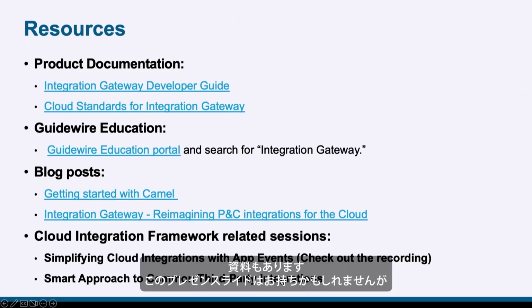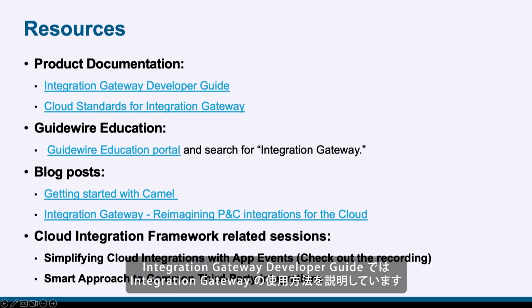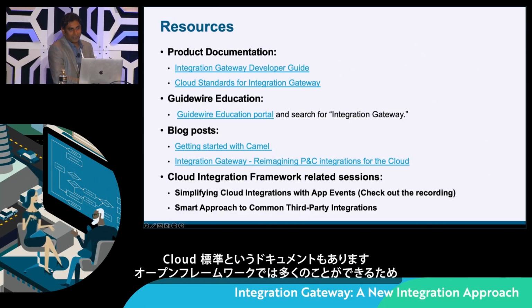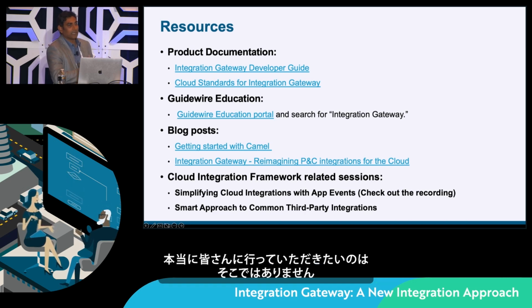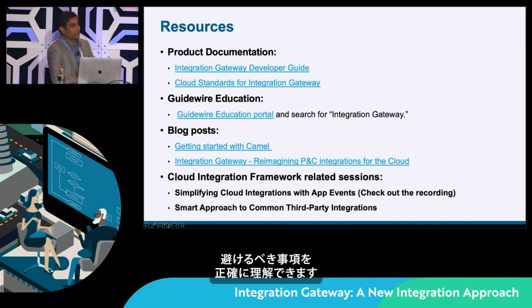There are some resources for you. I think you'll have this deck. We have persona-based documentation. You have something called the Integration Developer Guide, which tells you how to work with integration gateways. We have something called Cloud Standards. Because this is an open framework, you can do a lot of stuff. There are Camel components to write IT automation stuff, and Camel components to write bots. But that's not what we really want you to do. So Cloud Standards helps you keep honest on what you should not be doing. There are a lot of anti-patterns there as well.